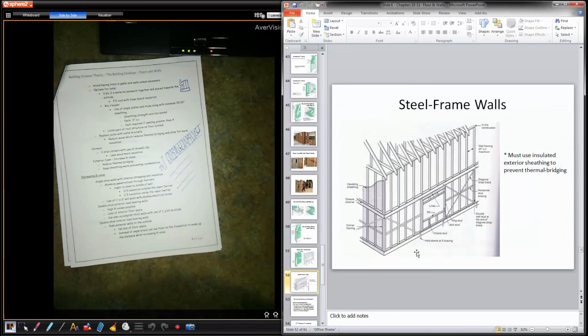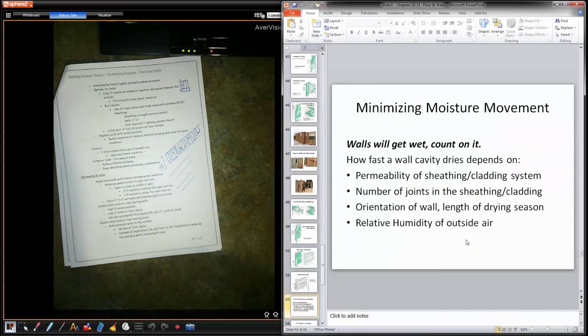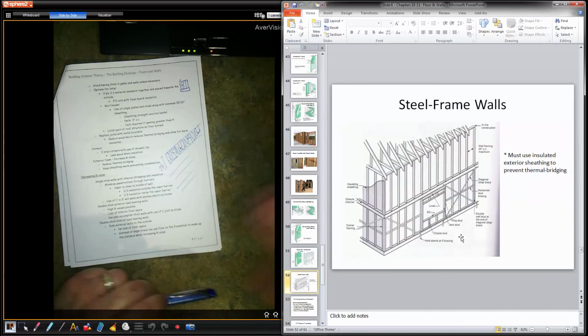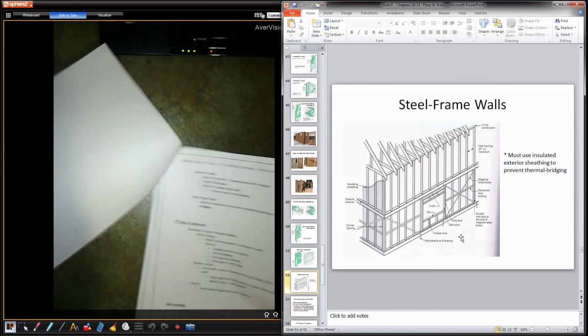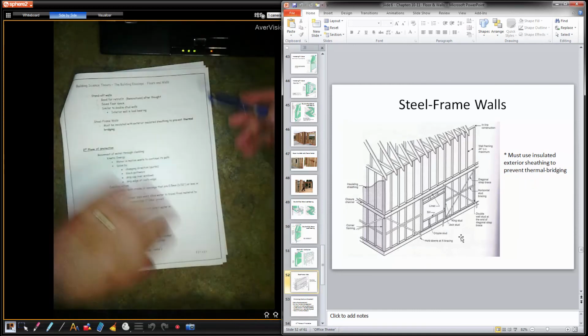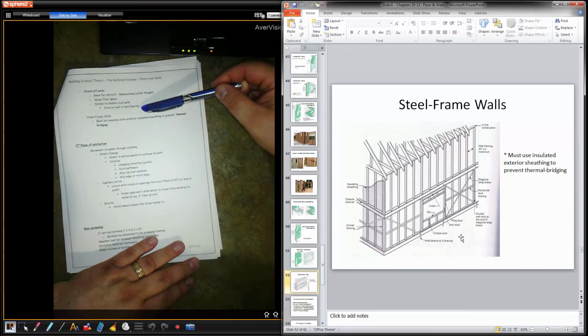Steel frame must use insulated exterior sheeting to prevent thermal bridging. So if you're going to have a steel frame structure, it's all steel studs, you then have to treat it like a commercial building and have all your insulation on the exterior. You still put some on the interior, but you need a majority to the exterior. I don't think I have much on that, but standard steel frame must be insulated, thermal bridging.